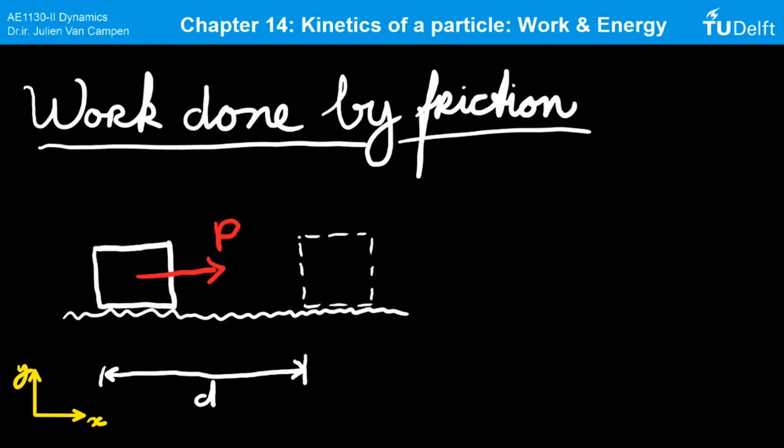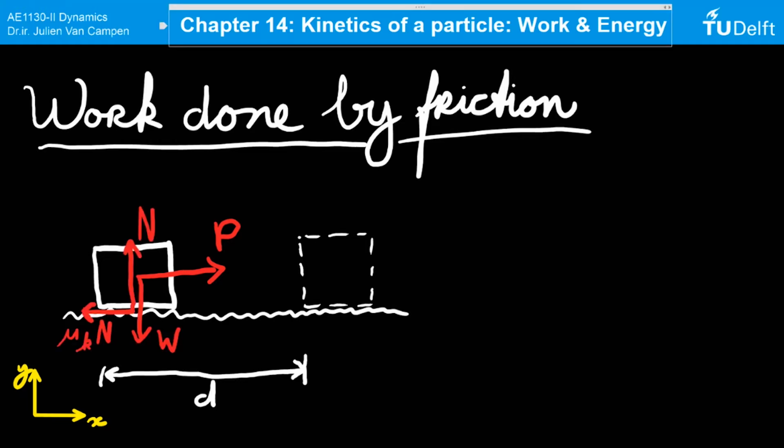Friction is an example of a non-conservative force. Here I consider a block sliding over a rough surface. Before I can calculate the work required to slide the block over a distance d, I need to complete the free body diagram for the block. Apart from force P, the block experiences a force due to its weight W, normal force N, and friction force F, which equals mu K, the dynamic friction coefficient, times normal force N.